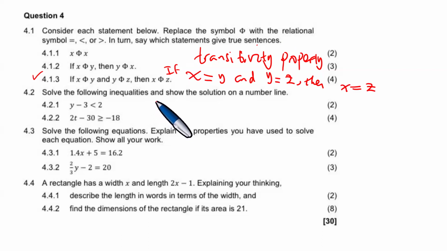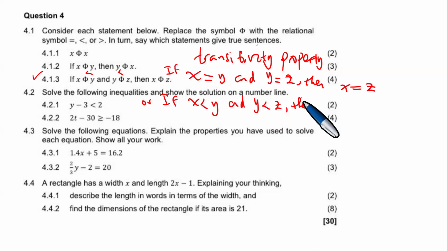So we decide what to do, but also we look at whether this is the only sign or not. Well, it is not the only sign we can use, because by transitivity we can use the same symbol here, like less than. If x is less than y and y is less than z, then x is less than y and y is less than z.